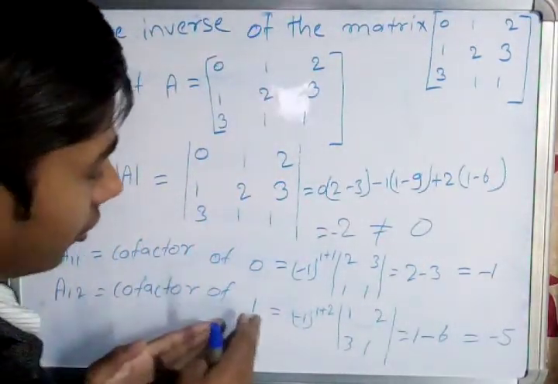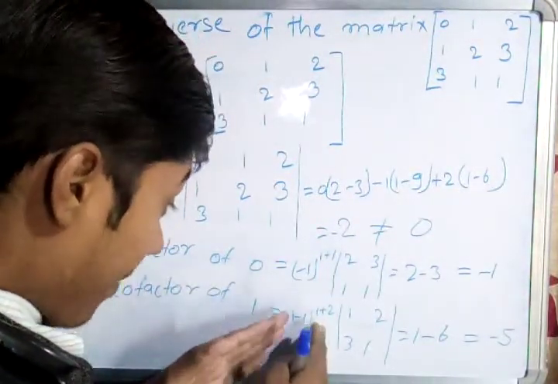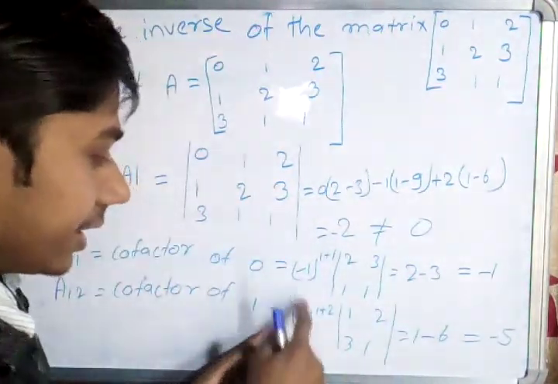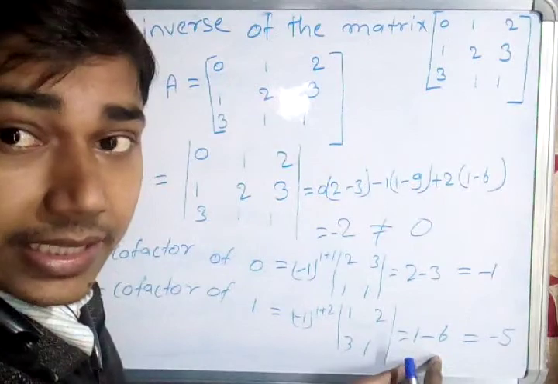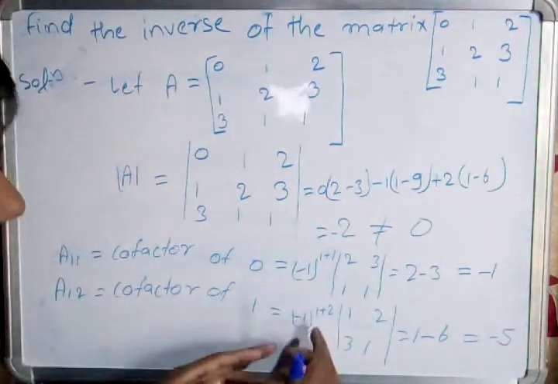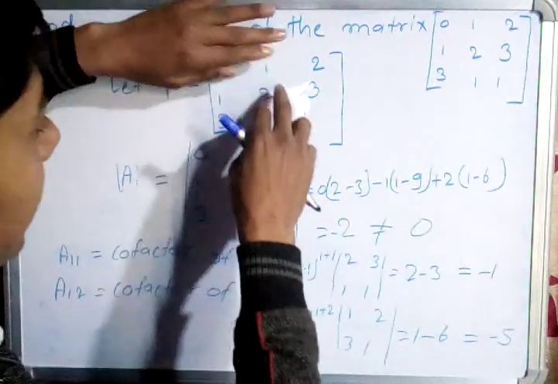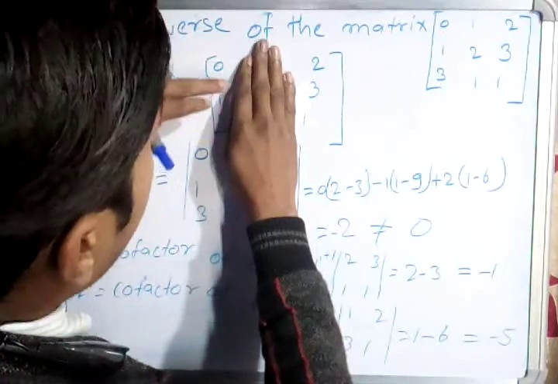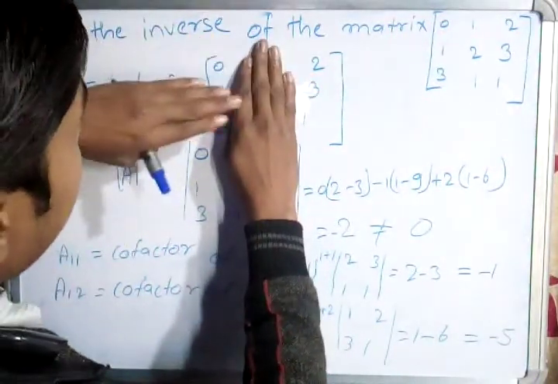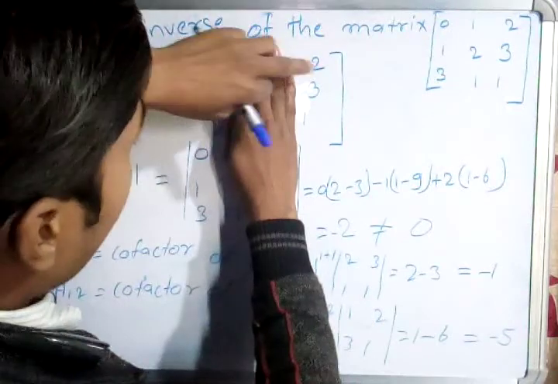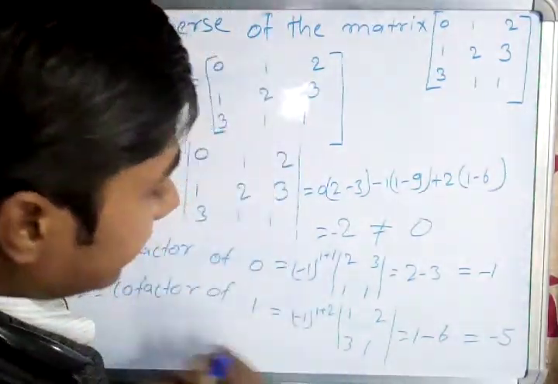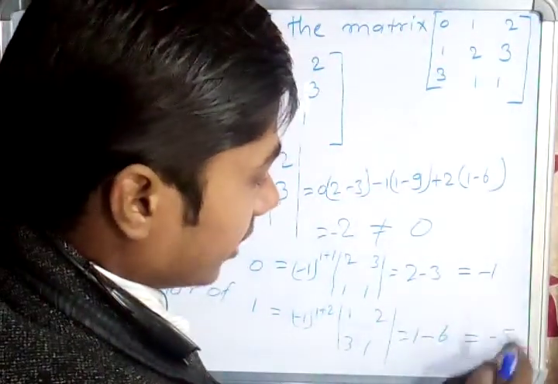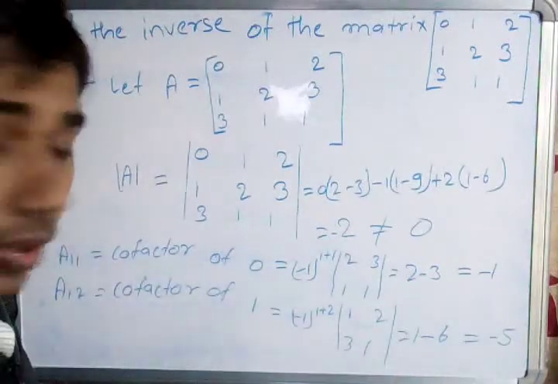A12 is the cofactor of 1, equal to minus 1 to the power of 1 plus 2, which is an odd power, so we get the negative sign. For A12, the second element, deleting the first row and second column, the left elements are 0 2 3 1, and we write here 1 2 3 1, and we get -1, and so on.